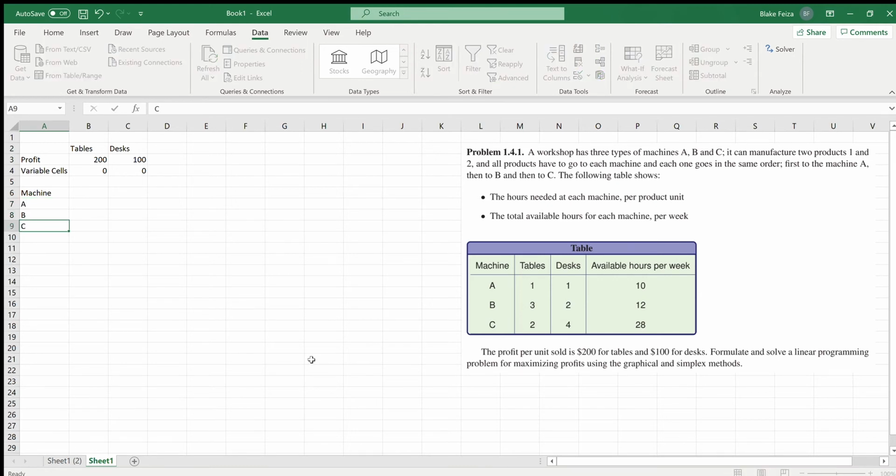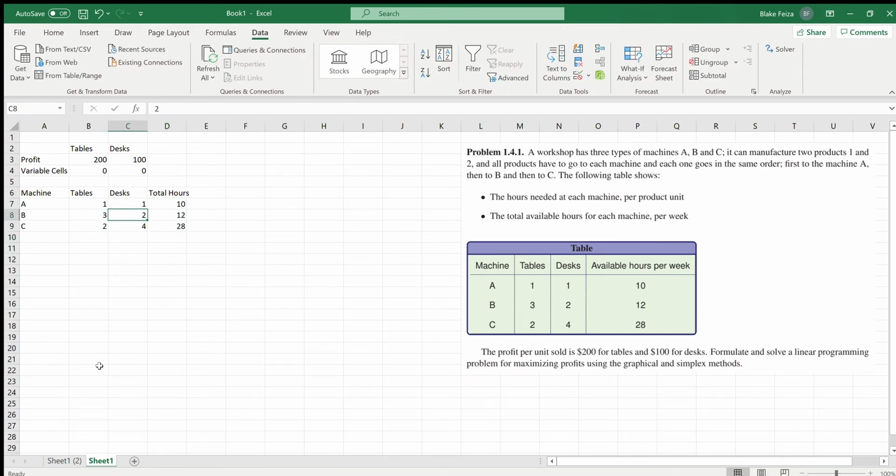So now we can come down here and we can go ahead and just label our machines here, A, B, and C, and then tables, desks, and our total hours available. So these are all just coming straight off of our table from the problem here, where machine A is going to use 1 hour per table and 1 hour per desk. Machine B is going to use 3 hours per table and 2 hours per desk. Machine C is going to use 2 hours per table and 4 hours per desk, where each of these have a total of 10, 12, and 28.